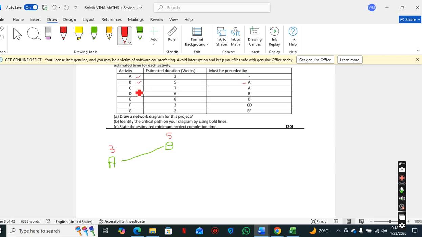We also have activity C, which is preceded by activity A. So we need to draw a line and say, okay, this is for activity C here. Estimated duration 7 weeks. Any questions so far?